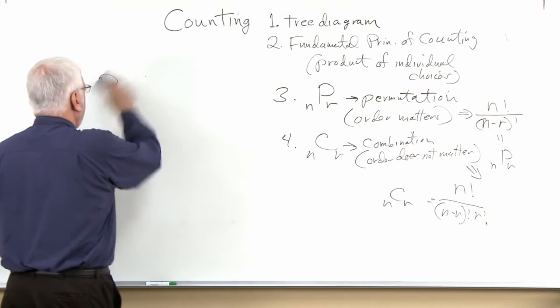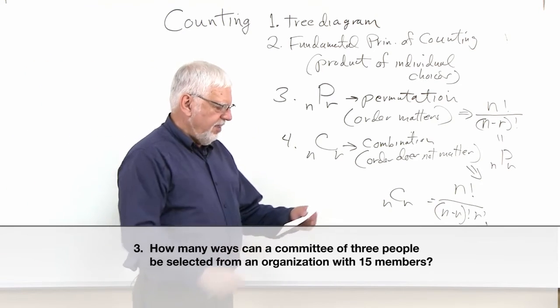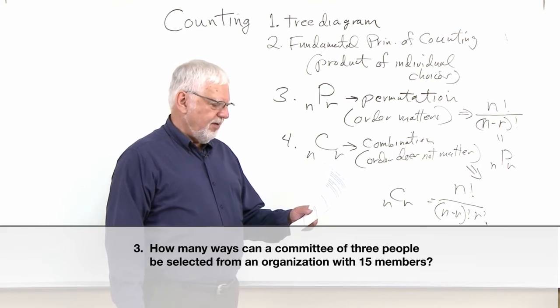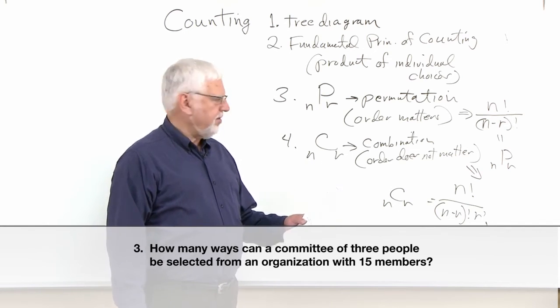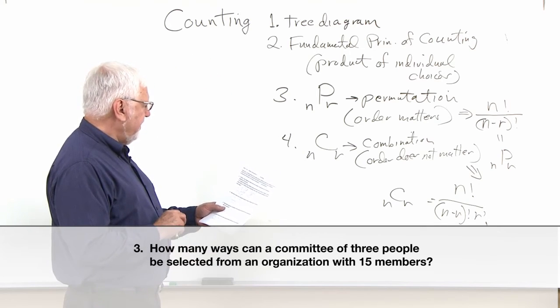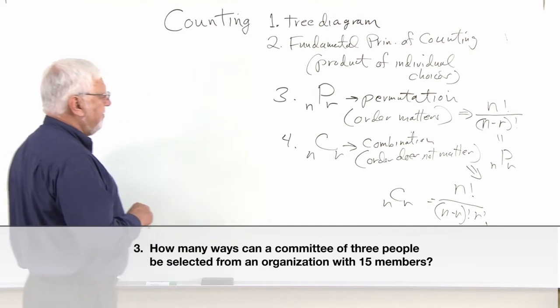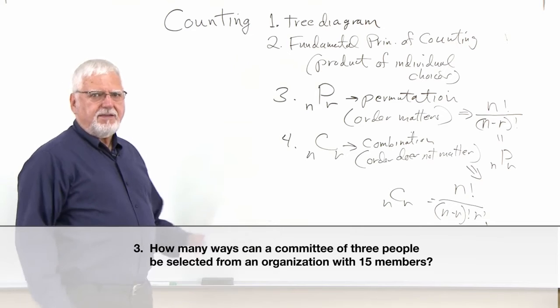So on the video homework, if you take a look at that, the next problem is, how many ways can a committee of 3 people be selected from an organization with 15 members? So now we have a committee of 3, picked from 15 of them. So how are we going to do that? Well, does order matter when you pick a committee? You got to think about that.